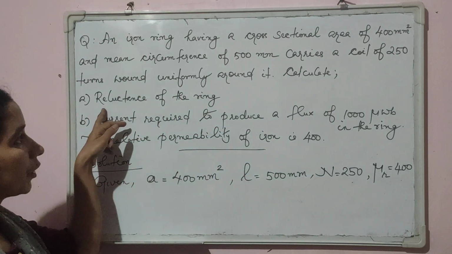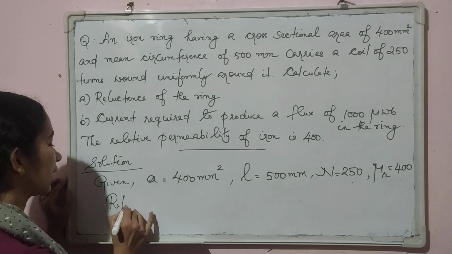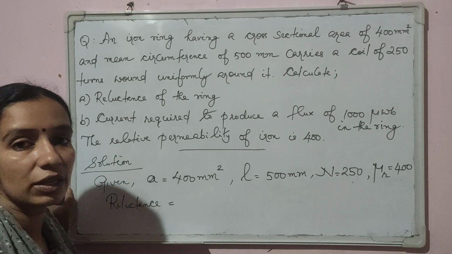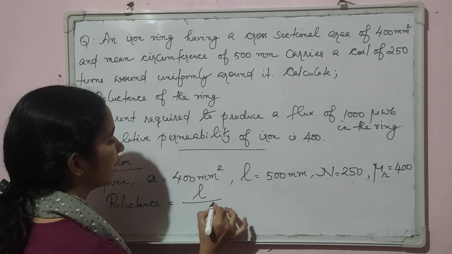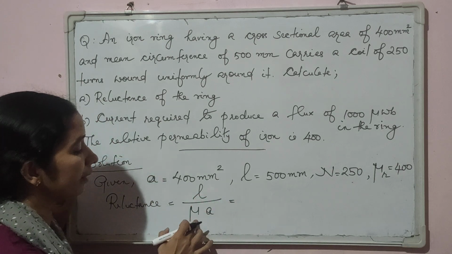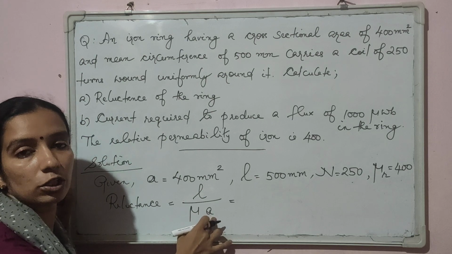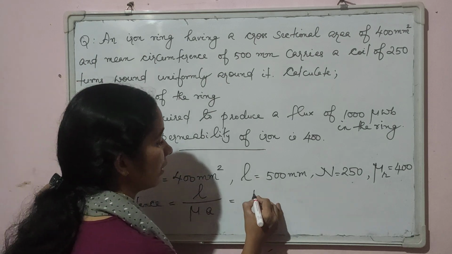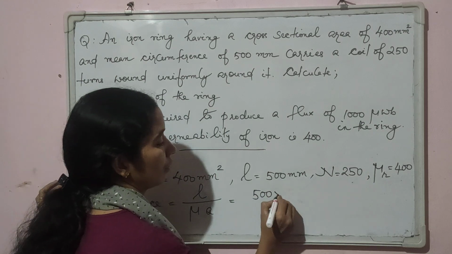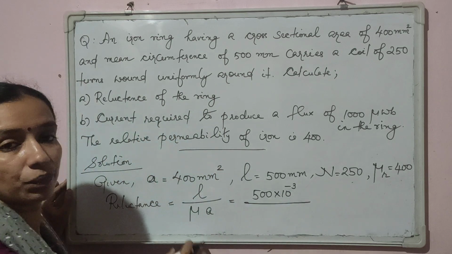Okay. Now let us try to calculate the reluctance of the ring. So we know the equation for reluctance. Reluctance of the ring is equal to L divided by mu into A. Length of the magnetic path divided by absolute permeability of iron into area of cross section of the iron ring. So L is given as 500 mm. mm should be converted to meters. So 500 into 10 raised to minus 3 divided by mu.